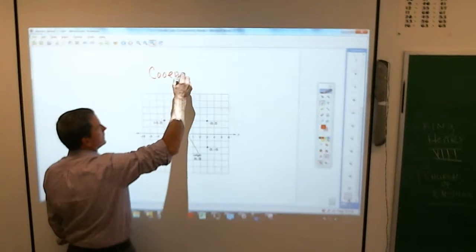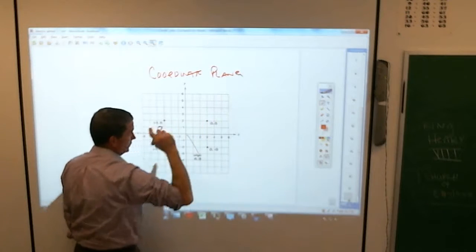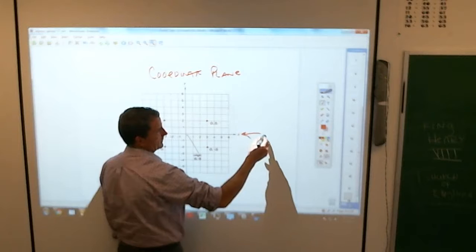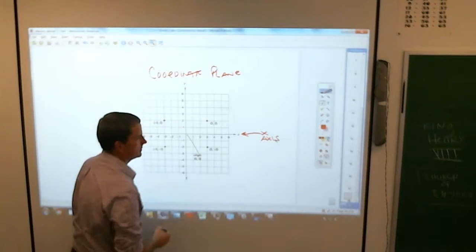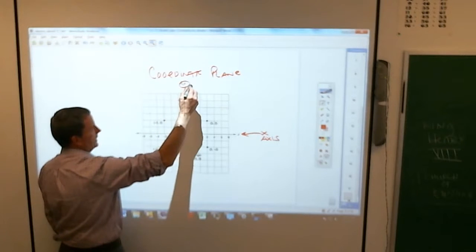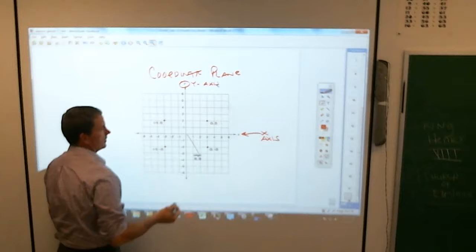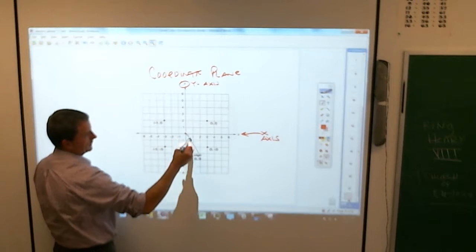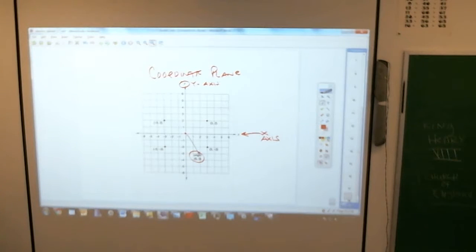Coordinate plane. Please make sure you know this, emphasize this here. This is what we call the x-axis, that's why there's an x there. And this is the y-axis because that's why we have the y there. The point directly in the middle where those two meet is called the origin. Anytime they ask you about the origin, they're always referring to that point.